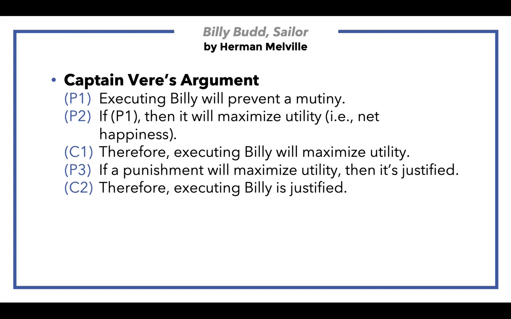So executing Billy is going to maximize utility. If a punishment maximizes utility, then it's justified. So executing Billy is justified. Now, as I said before, this is a kind of utilitarian argument. It's a utilitarian argument because of premise 3, right? Premise 3 is just utilitarianism about punishment. If a punishment maximizes utility, if it's useful, then it's justified. And so executing Billy is justified. The thought here is basically, yeah, this sucks for Billy, and it may be unfair, but it's going to produce the best consequences, and so we should do it. That's how Vere's argument goes.